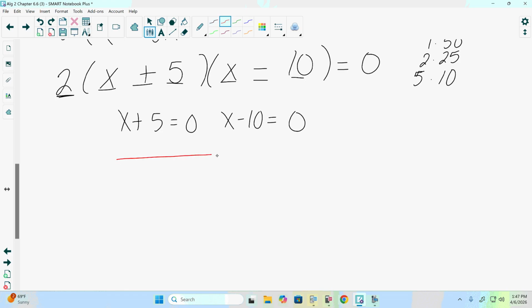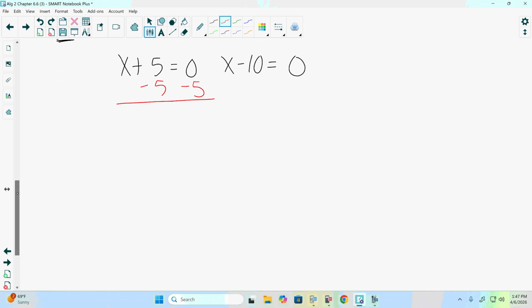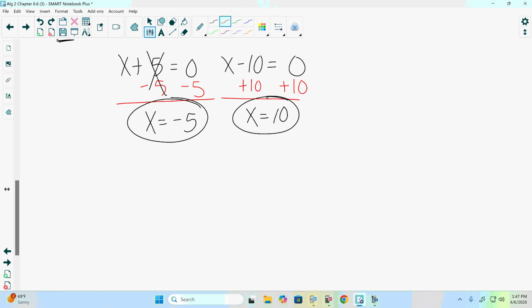Now x plus 5, I can solve it by subtracting 5 from both sides. That does give me x by itself and tells me x is equal to negative 5. We can do the same thing with x minus 10, but this time we're going to add 10 to both sides, telling us x is equal to 10. So if x is equal to negative 5 or x is equal to 10, those are our 2 values of x that would make that quadratic equation be 0. Questions on this here?